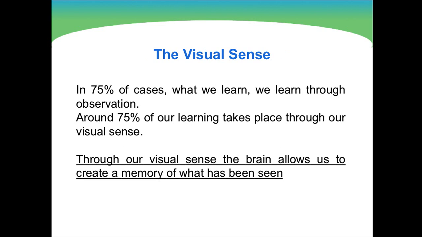In 75% of cases, what we learn comes through observation. So around 75% of what we learn derives from our visual sense. Through our visual sense, the brain allows us to create a memory of what we have seen. Having said this, as far as learning is concerned, the human visual sense is without doubt the most utilized, the most useful, and the most powerful of the senses.